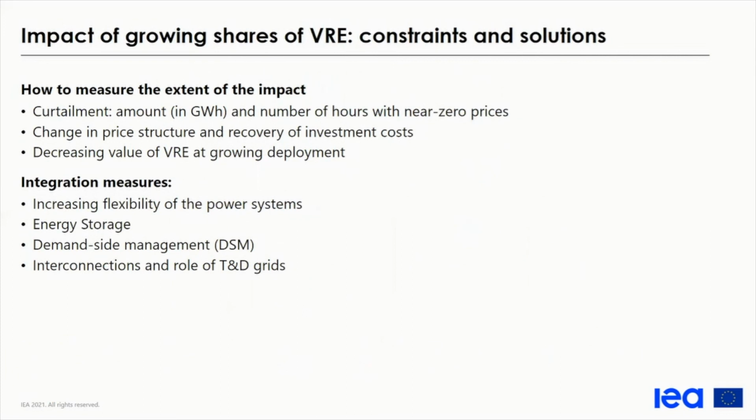So now that we have described this impact a bit, how can we really put a quantification on it? First, a very concrete way of measuring it is, in case of excess, the amount of curtailment that is needed. And the impact would also be the number of hours with near-zero price, which we saw earlier in the case of the EU.